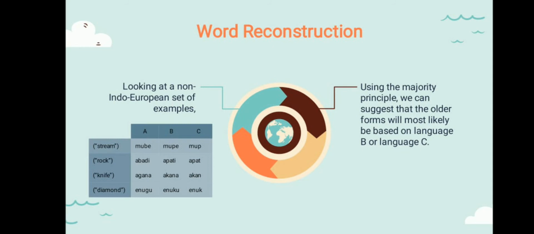There is a pattern in these changes that follows one part of the most natural development principle. For example, voiceless sounds became voiced between vowels, so the words in languages B and C must be older forms than those in language A.